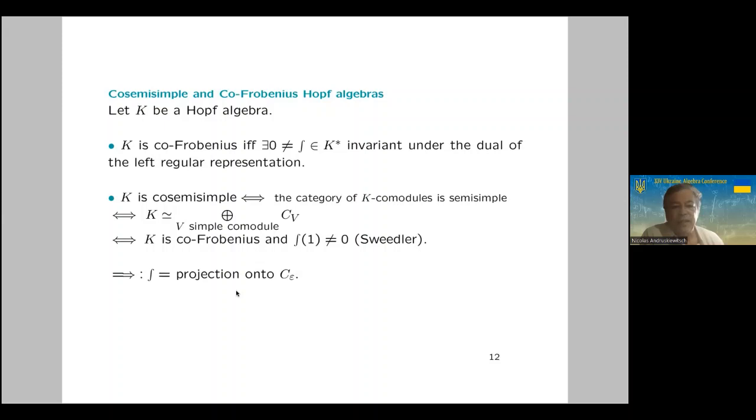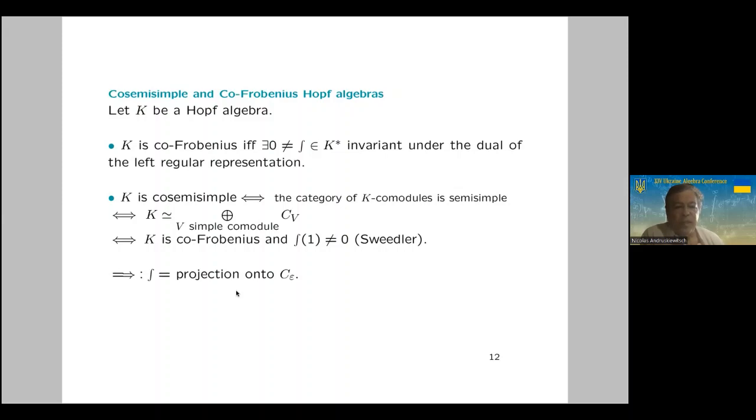that is, if there is an element of the dual which is non-zero, which I denote by small integral, which is invariant under the dual of the left regular representation. It is known that K is cofrobenius on the left if and only if it's cofrobenius on the right. And there are a lot of good homological properties of cofrobenius Hopf algebras concerning the category of comodules.